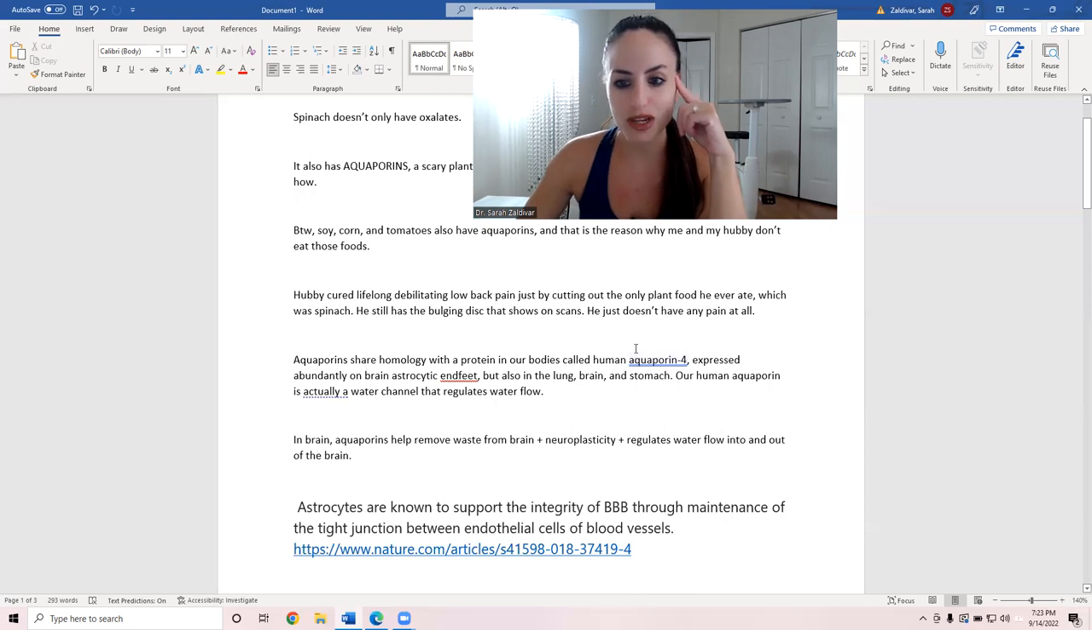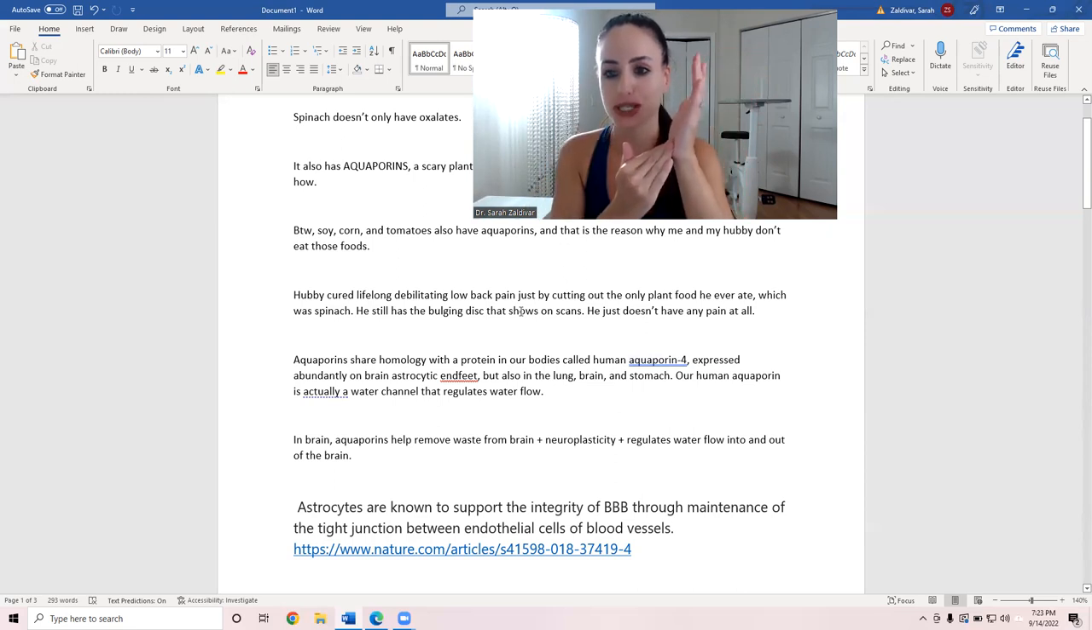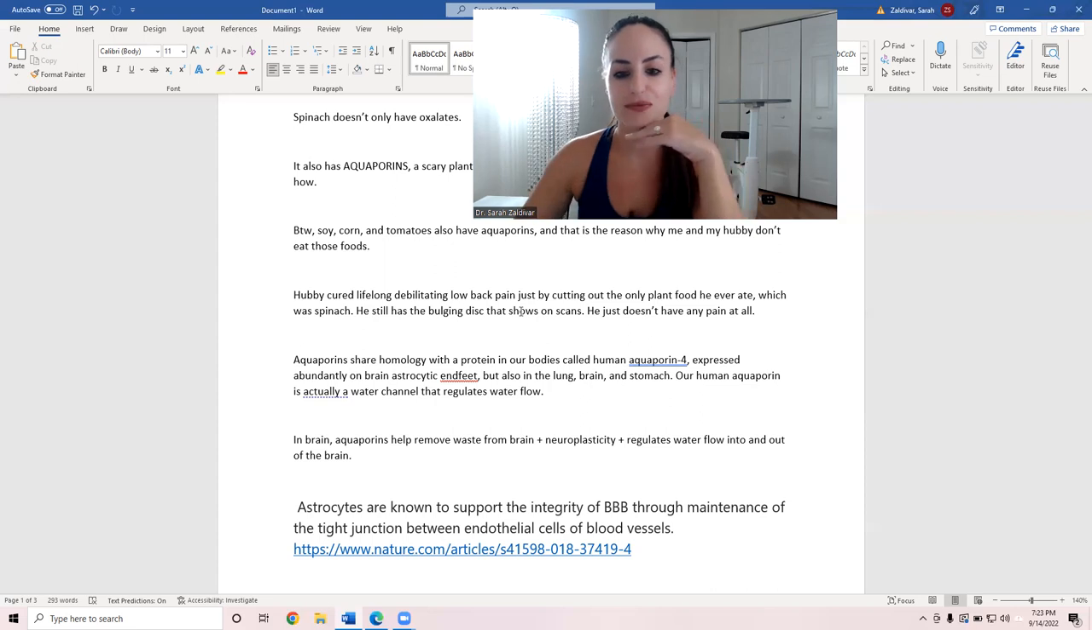So he still has the bulging disc. So even though you might have mechanical damage to your spine, it does not mean that you have to suffer the symptoms or have any pain. It's almost as if he doesn't have anything there.